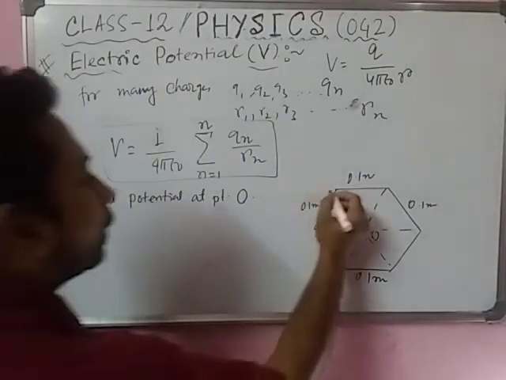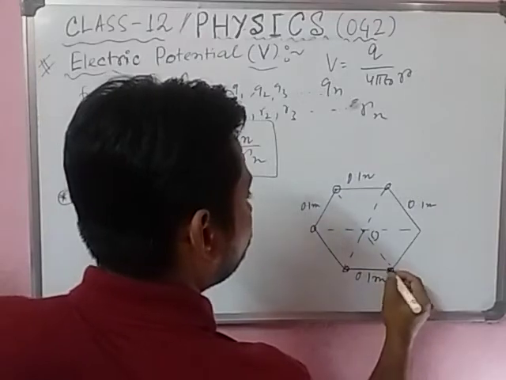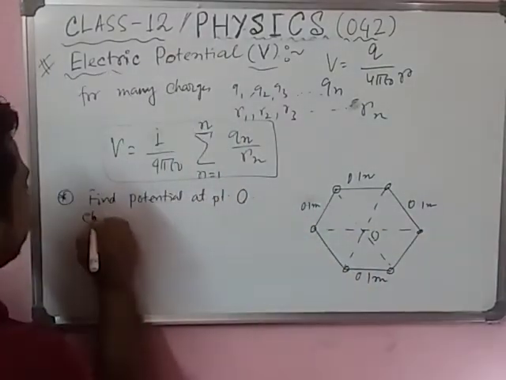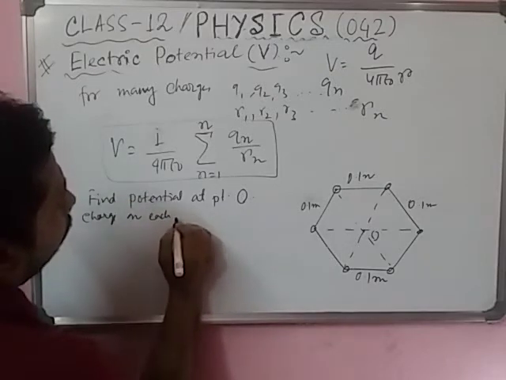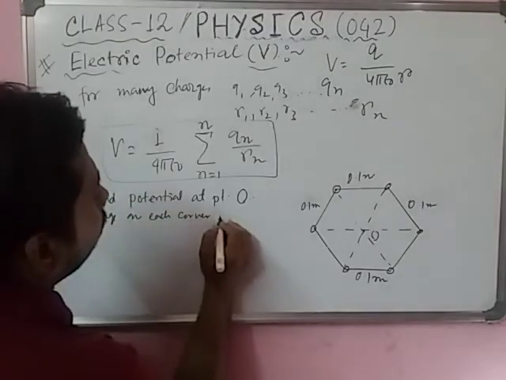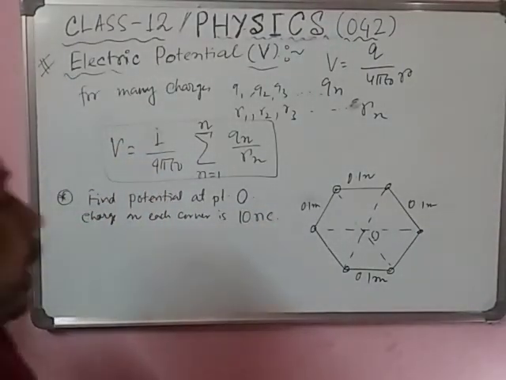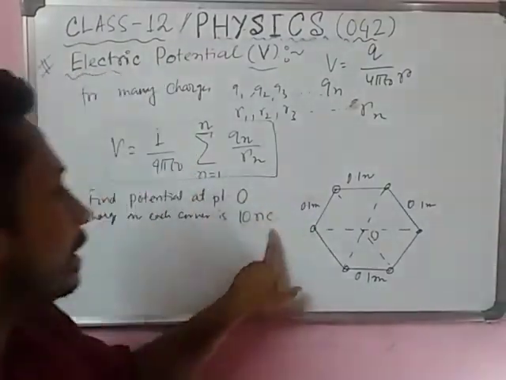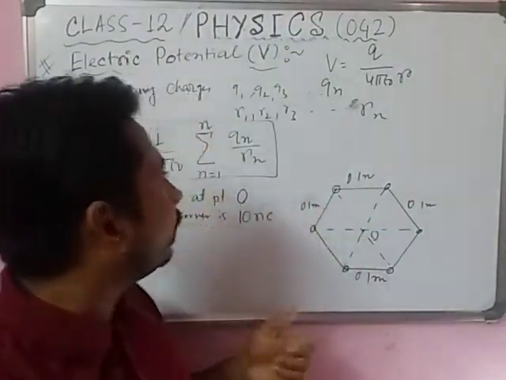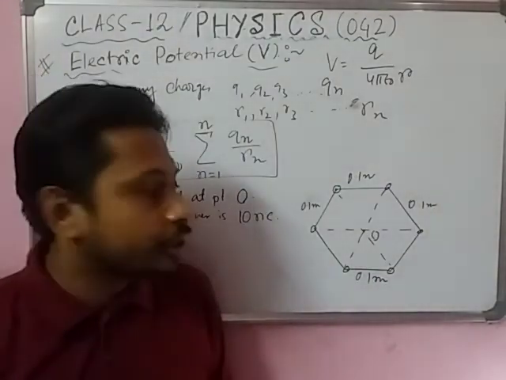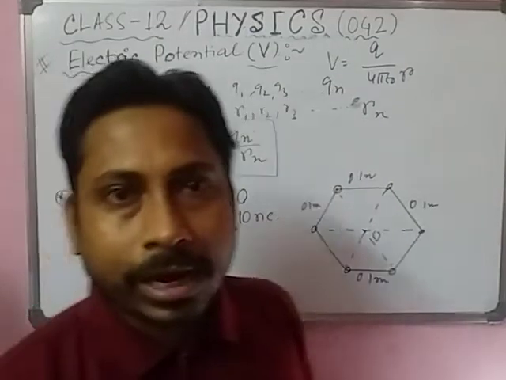And they have given a charge on each corner. The charge on each corner is 10 nanocoulomb. NC means nanocoulomb, 10 to the power minus 9. The size is given. Now you find out the potential at O. Do it yourself, students. Hurry up.